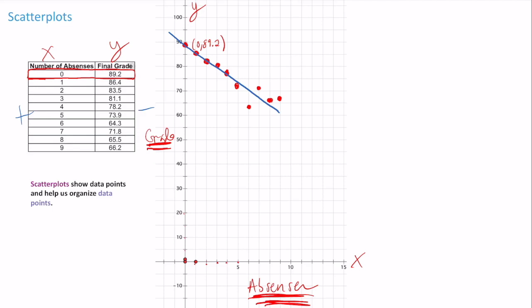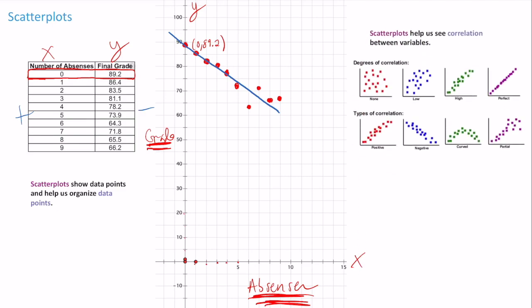It doesn't mean if you have 2 absences, you're going to get exactly an 83.5, or every student's going to get exactly an 83.5. And so that's one of the important things when we use this idea of linear equations for real life purposes: we're often not going to get that perfect line, but there's still a connection in the data. And that connection we call correlation. And again, that just means, is there a relationship between what's happening to the X and what's happening to the Y? So let's look at the degrees of correlation.